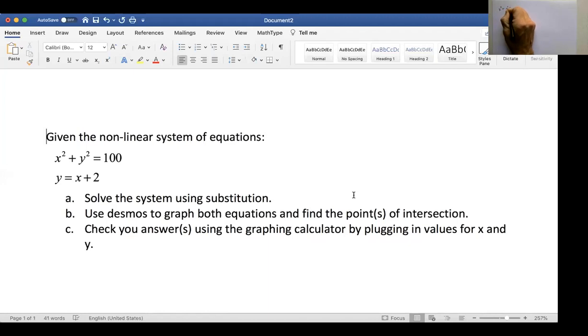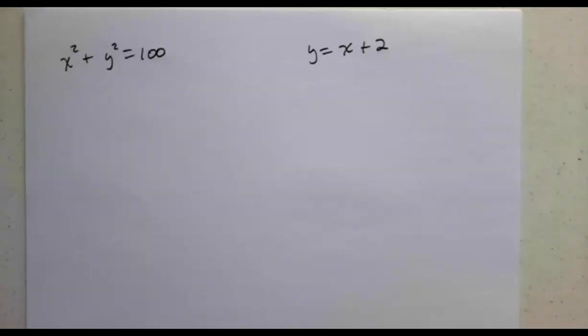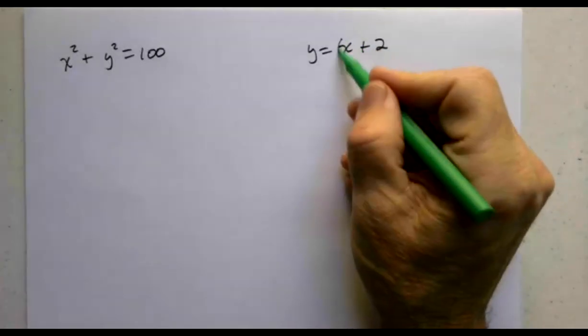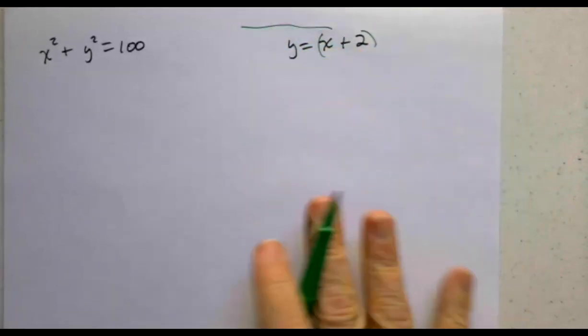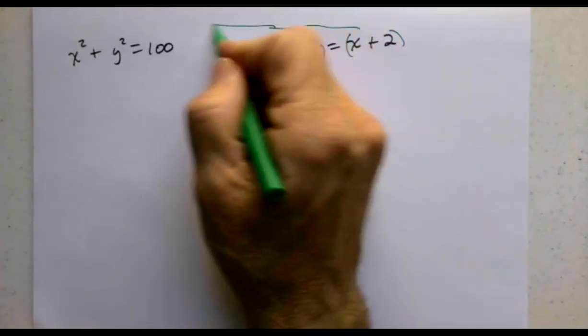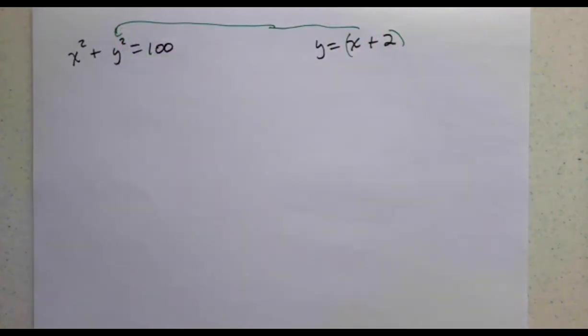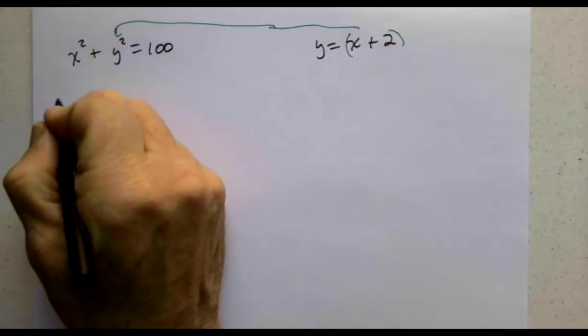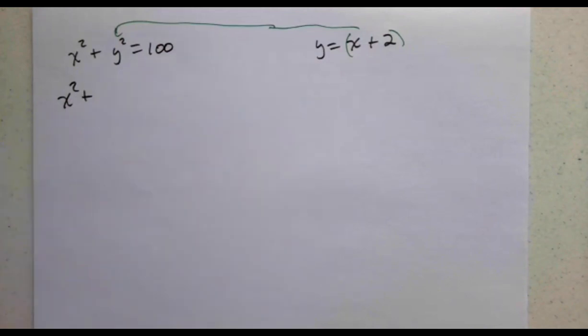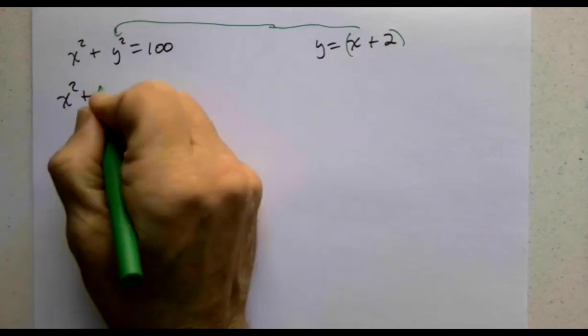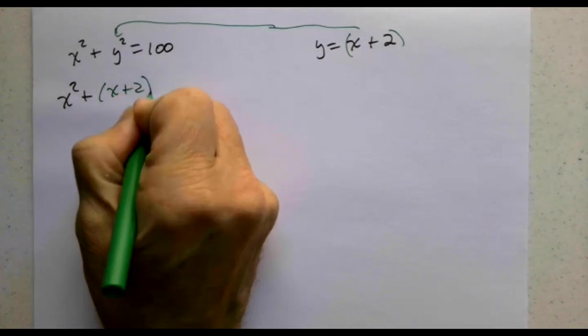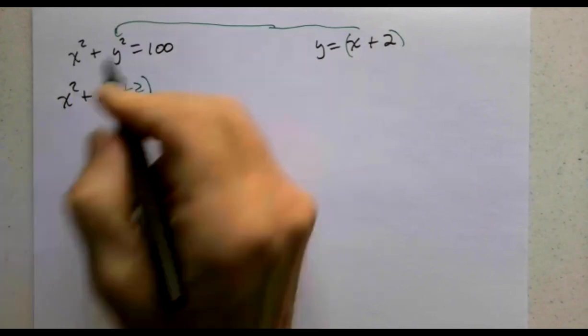x squared plus y squared equals 100 and y equals x plus 2. So we want to solve this with substitution. I have y equals x plus 2 that I will plug in to the other equation for y. So I'll get x squared plus y, which is now x plus 2, squared equals 100.